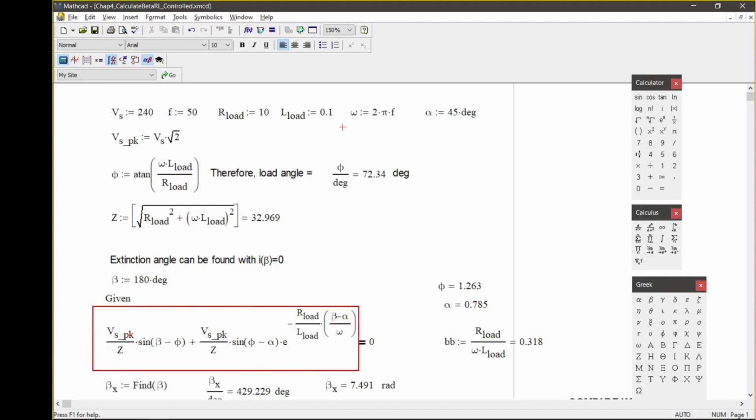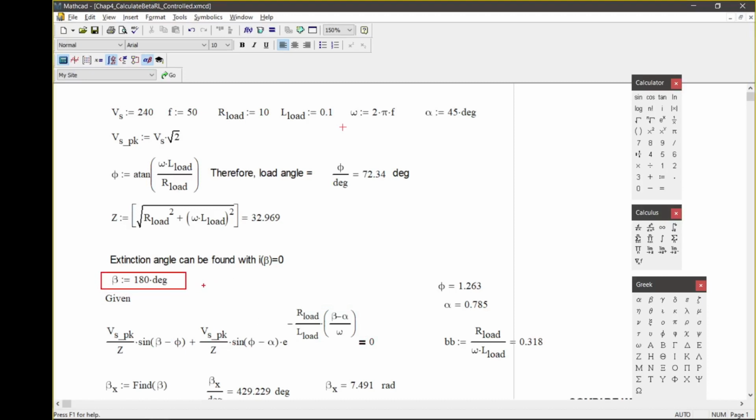Just now we had the current, isn't it? V peak over Z sine plus V peak equals 0. In MathCAD, you first need to define the initial condition, beta equals 180 degrees. I multiply by degree because MathCAD always calculates sine beta in terms of radian. So you need to convert that 180 degrees into radian, and to do that I just multiply by degree.